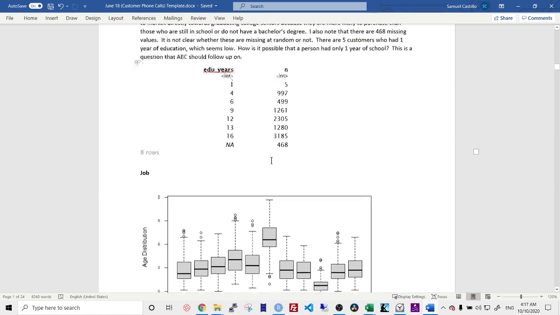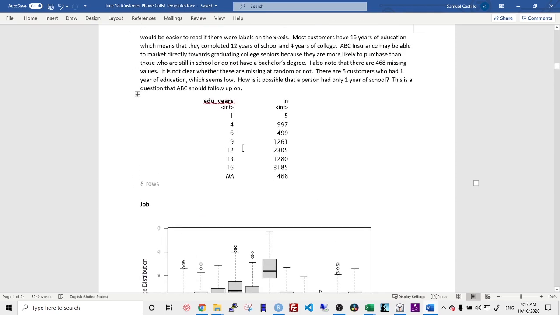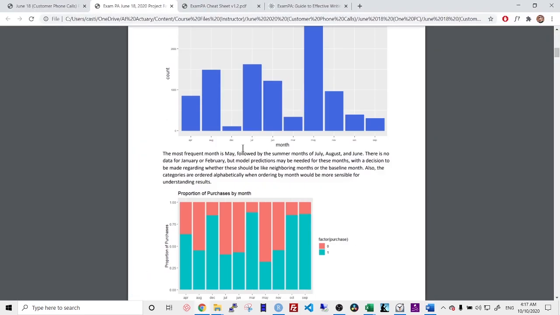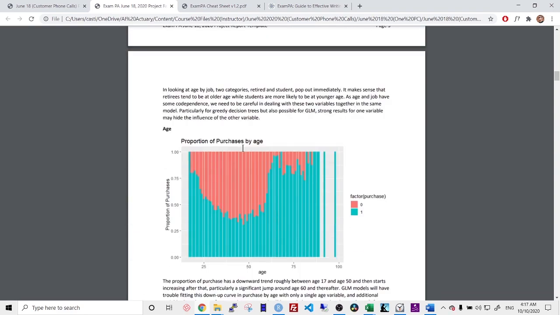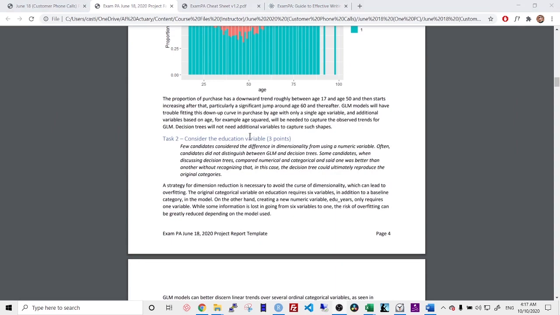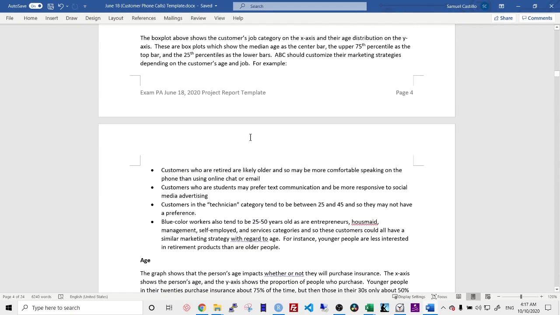And then I also included this table, although this isn't necessary. So I spent time that I could have used on other parts of the report on creating a table. And I also went into a lot of detail here about specific insights that they might benefit from.